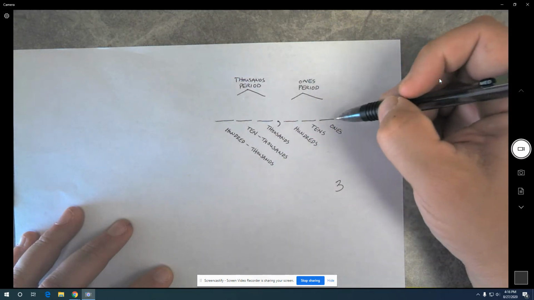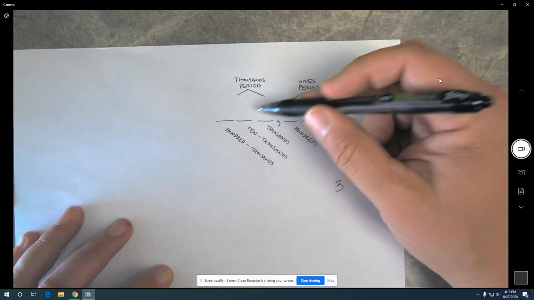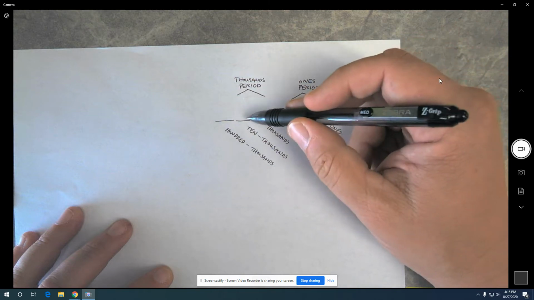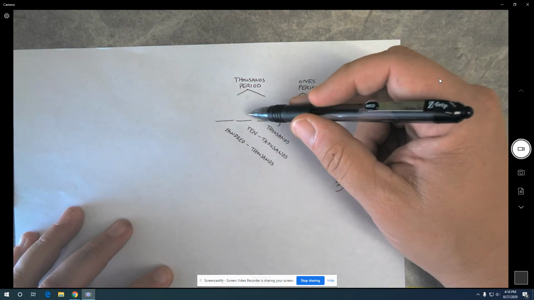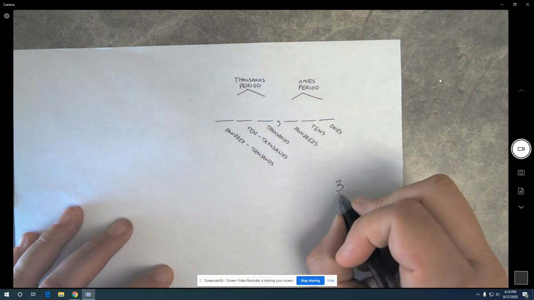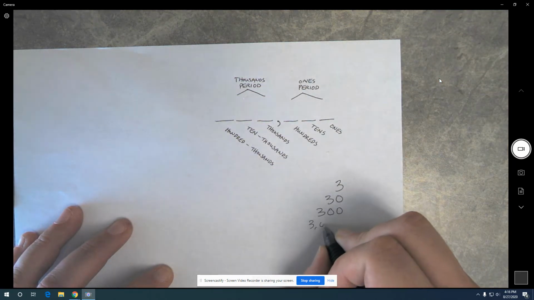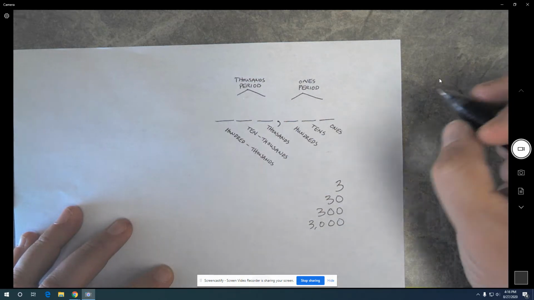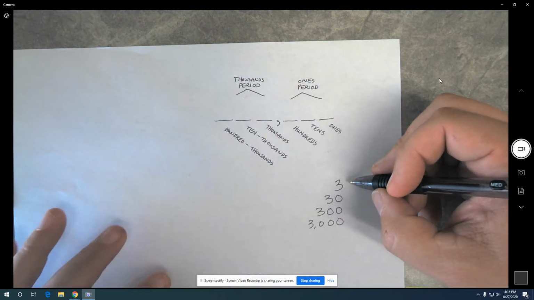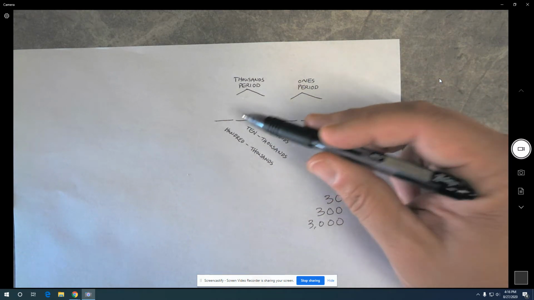Or 3,000 or 3 10,000s. We wouldn't say it like that. We'd say 3 tens is 30. So 3 10,000s would be 30,000 or 300,000. So it could be 3 or 30 or 300 or 3,000. It could be all sorts of things. That digit 3 has value depending upon where it is in the place value.